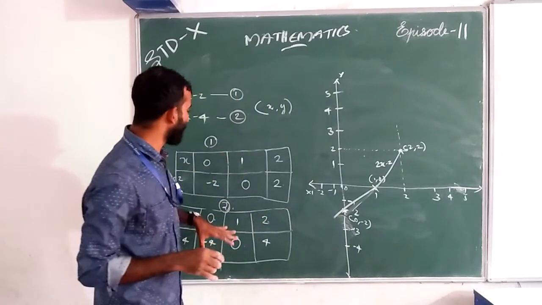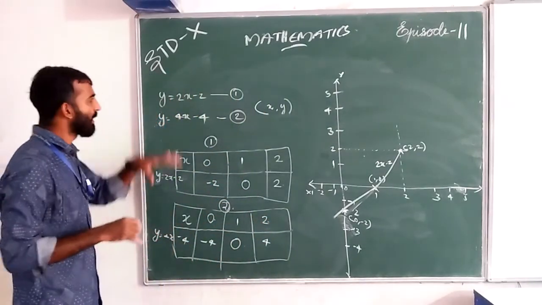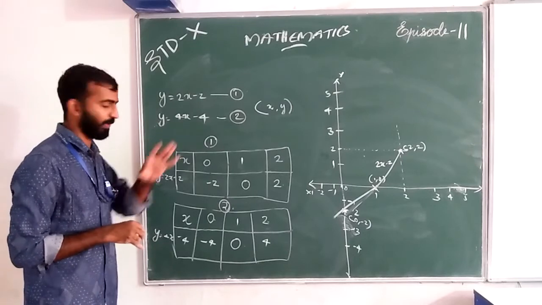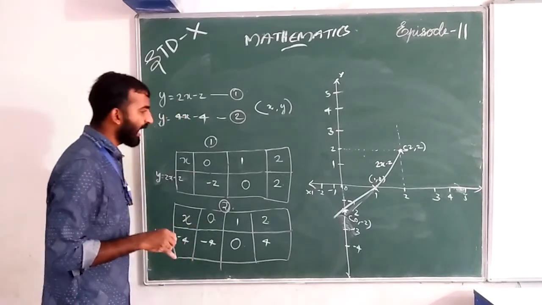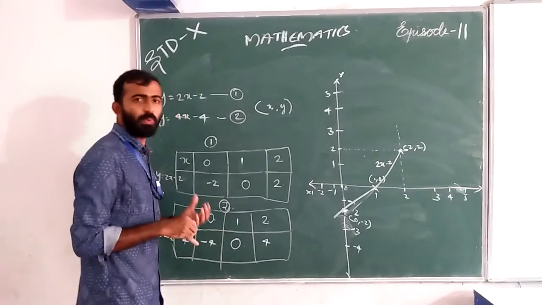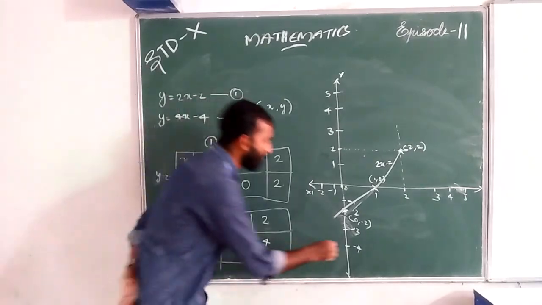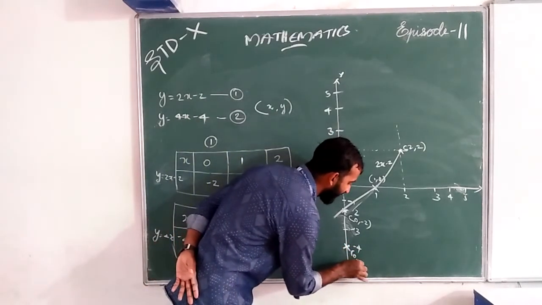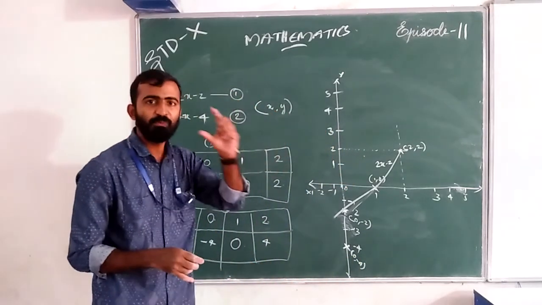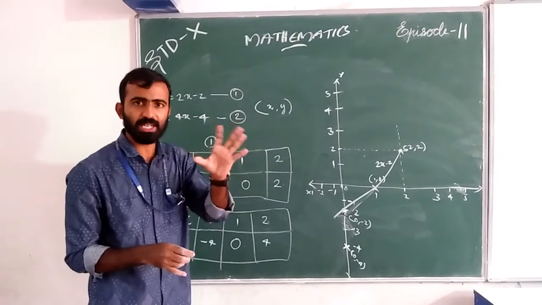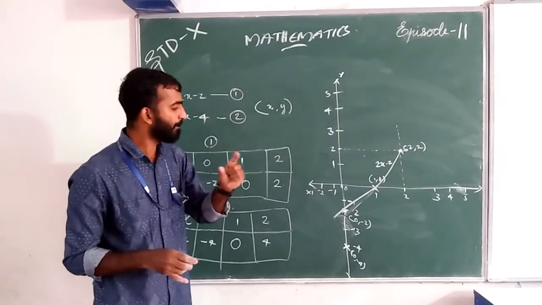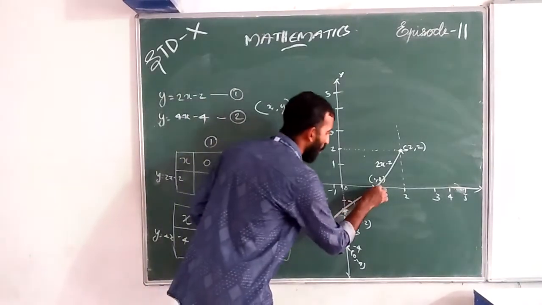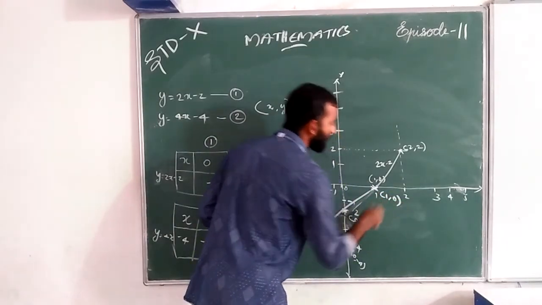And what is the graph of the second equation? What is our second equation? y equal to 4x minus 4. When we take x as 0, the y coordinate is -4. That is, here is the point 0, -4. When writing coordinates, we first write the x coordinate and second the y coordinate. And the second one is 1, 0. Here is also 1, 0.